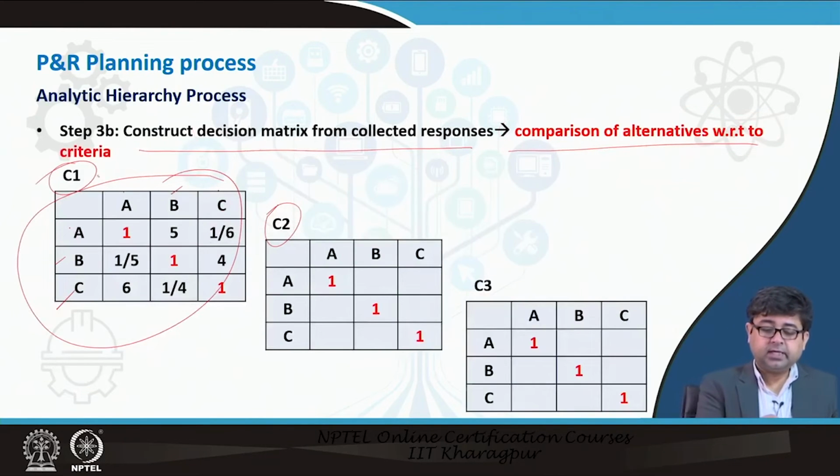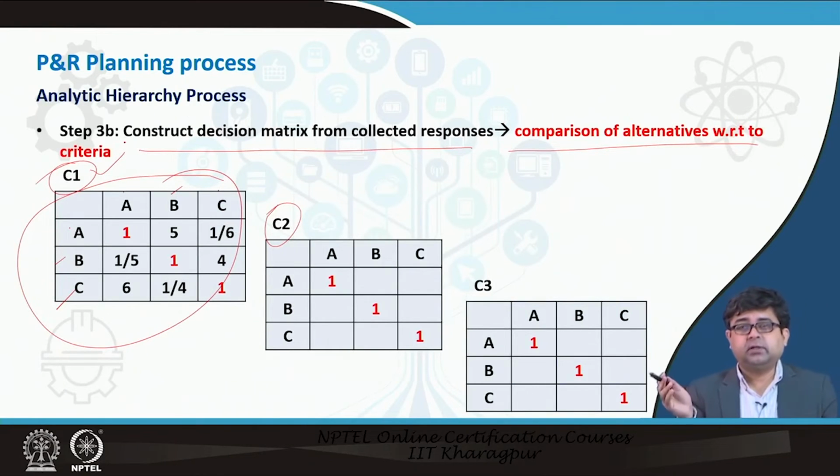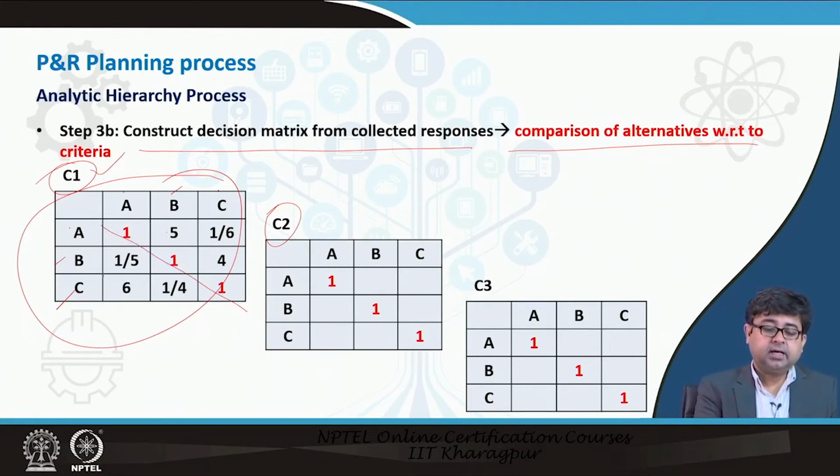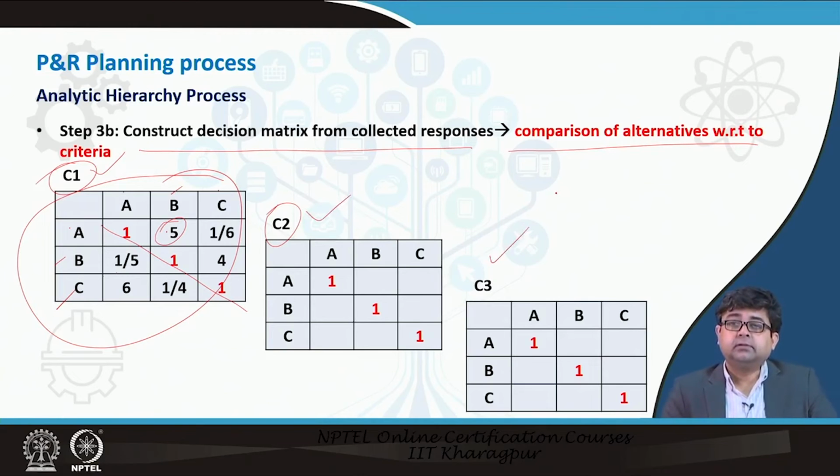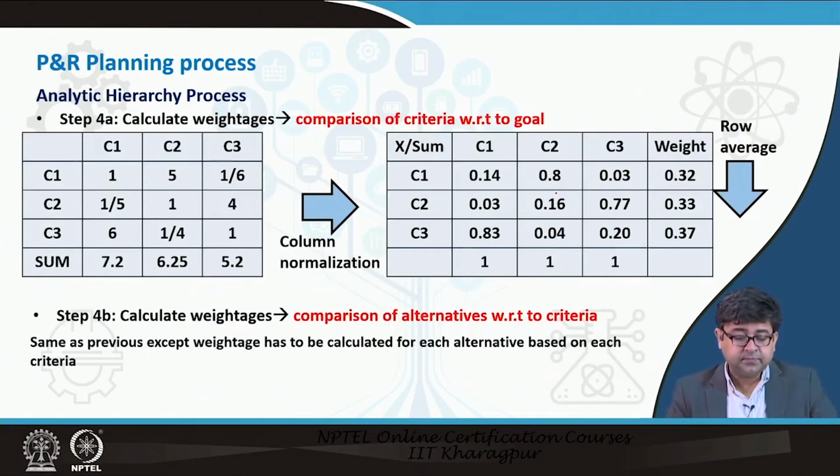you have to develop a decision matrix using the same responses that you have got from all the stakeholders. Again, your diagonal is 1 and the elements are inverse of each other across the diagonal. You develop it for each of these, however many criteria you have. In this case, you have 3 criteria.